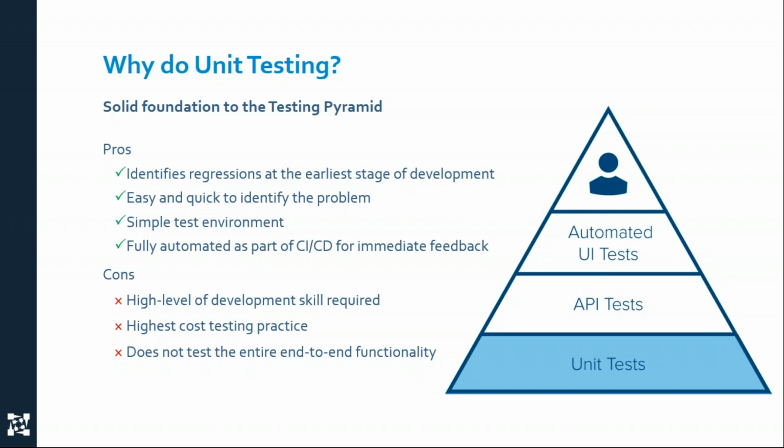Now, the typical cons and challenges that we see to scaling and adoption are that it does require a high level of development skill and knowledge of the underlying code base. It is by definition the highest cost of testing. It's the highest cost for two reasons. Firstly, because within your teams, your QA resources are typically lower cost because you may be outsourcing them or for other factors. But also the opportunity cost of using a developer to write a test versus a developer to write functionality is often a difficult trade-off that organizations face.